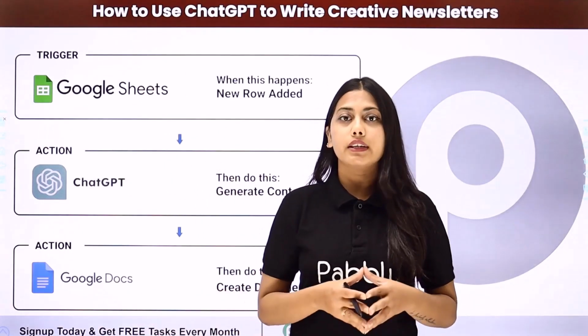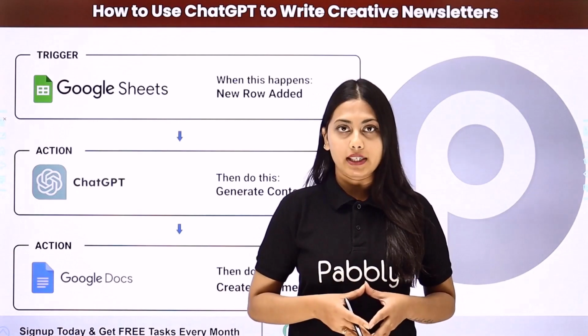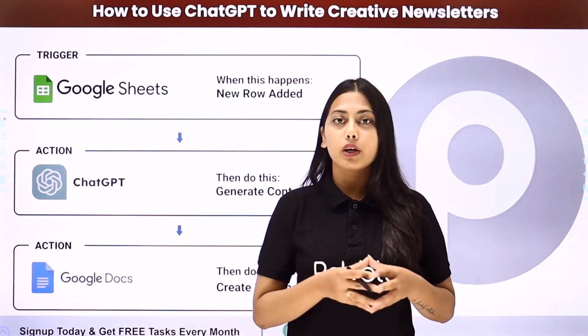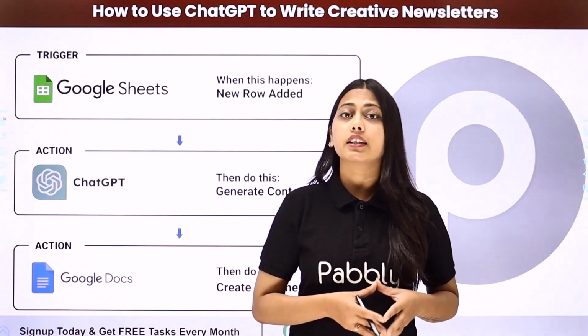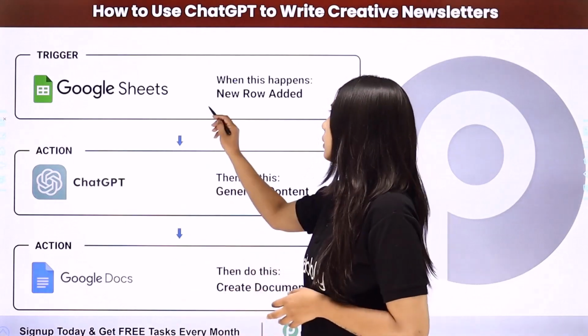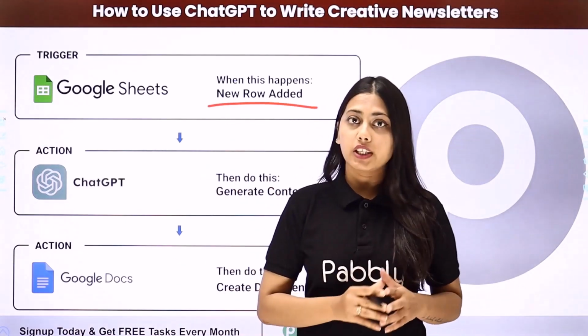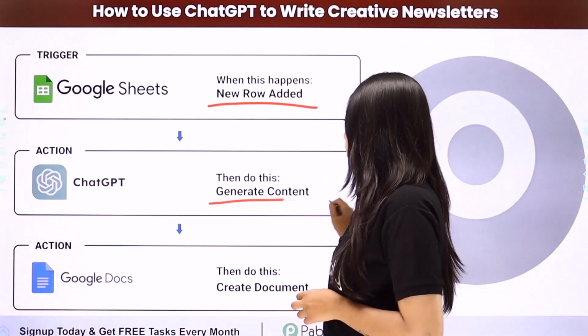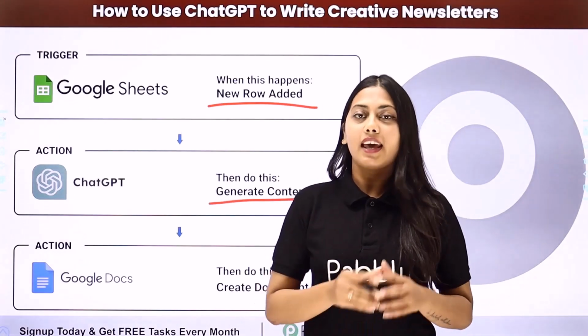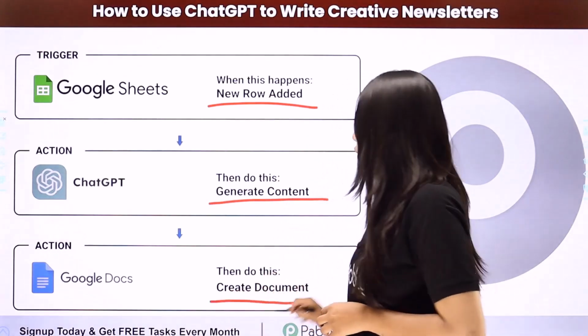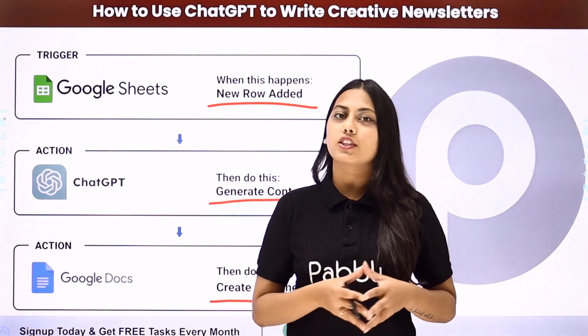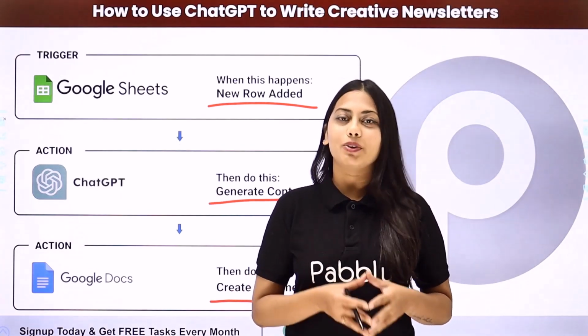So for that, we will create this automation with the help of Pabbly Connect, where you don't have to do this work manually again and again, but rather create this integration where our trigger will be the new row added in Google Sheet. Our first action will be generate content in ChatGPT, and our second action will be to create a document in Google Docs where you will save the generated content. Let us learn how to do that.